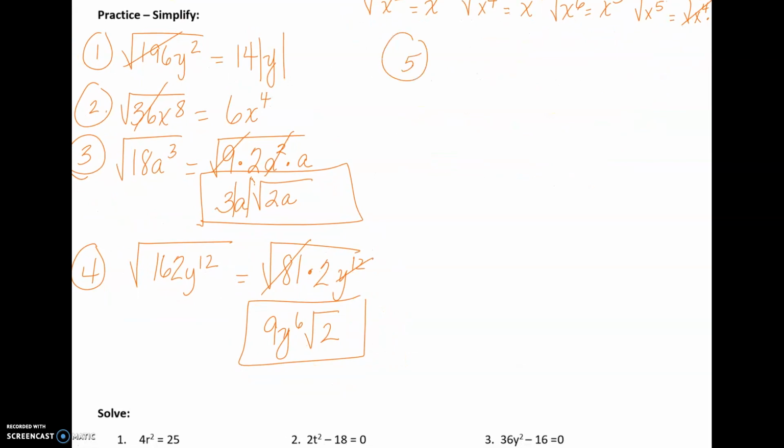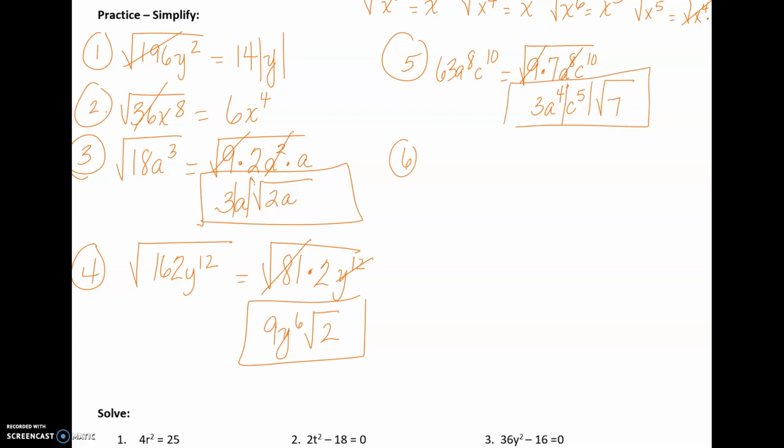All right, we're going to do a couple more. Number 5, 63 a to the 8th c to the 10th. 63 is not a perfect square, but 9 is a perfect square, times 7, a to the 8th, c to the 10. Square root of 9 is 3. Square root of a to the 8th is a to the 4th. Square root of c to the 10th is c to the 5th. It's odd, so it needs absolute value. The only thing left under the radical is the square root of 7.